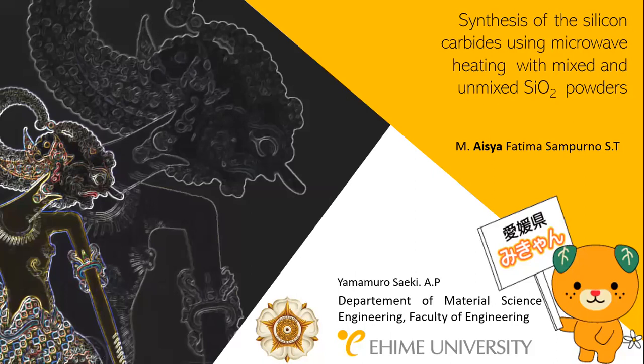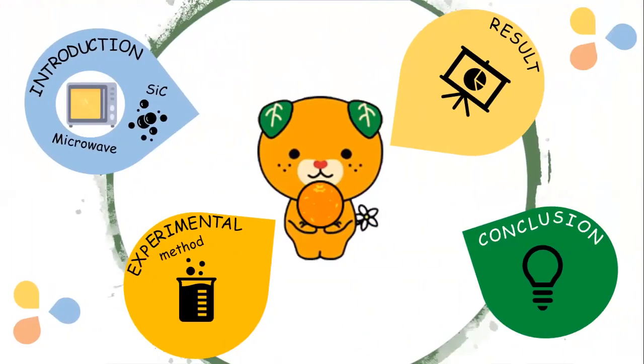Bismillahirrahmanirrahim. Good afternoon, everybody. The Honorable Yamamuro Saiki Sensei, thank you for this opportunity. I'm Aisya. I will convey my experiment about synthesis of silicon carbides using microwave heating with mixed and unmixed silicon powders. This presentation includes a short introduction, experimental method, results and discussion, and the last is conclusion.